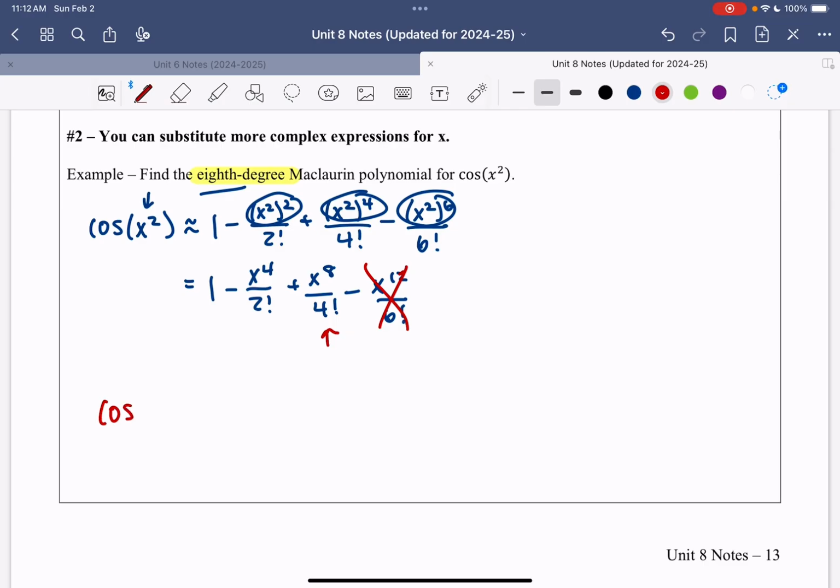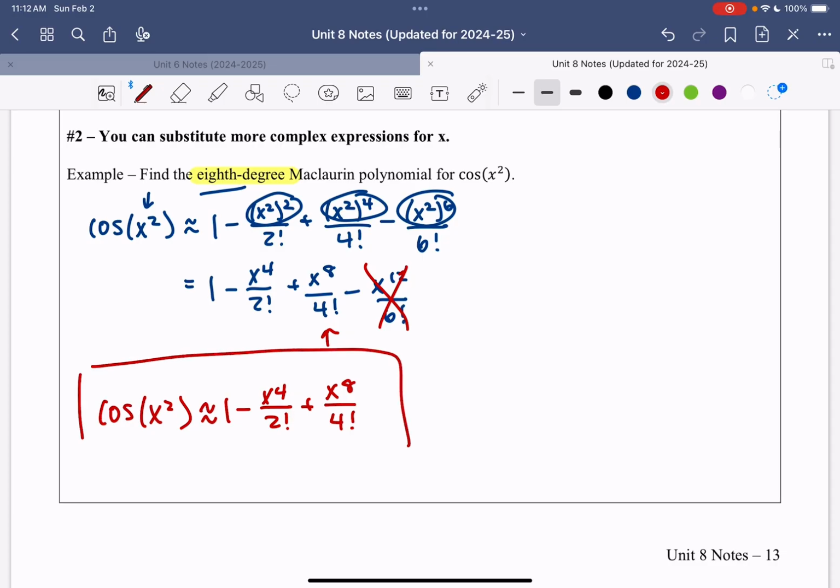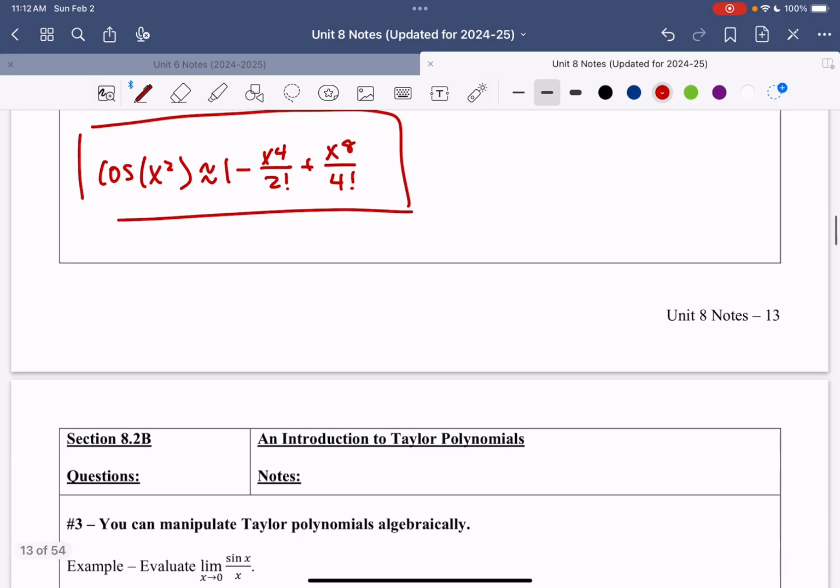So our Maclaurin polynomial for cosine of x squared is 1 minus x to the 4th over 2 factorial plus x to the 8th over 4 factorial. And there we go. Something to note is that we can create these by making those substitutions, and then any terms that we need to drop because we want to have a certain degree, we will drop. Let's go ahead and flip over our page.